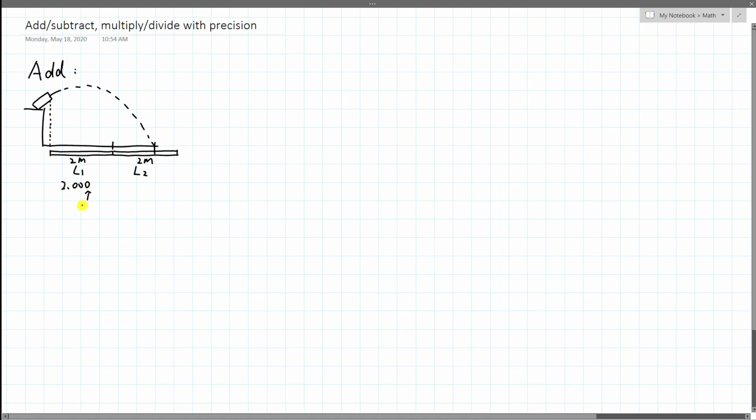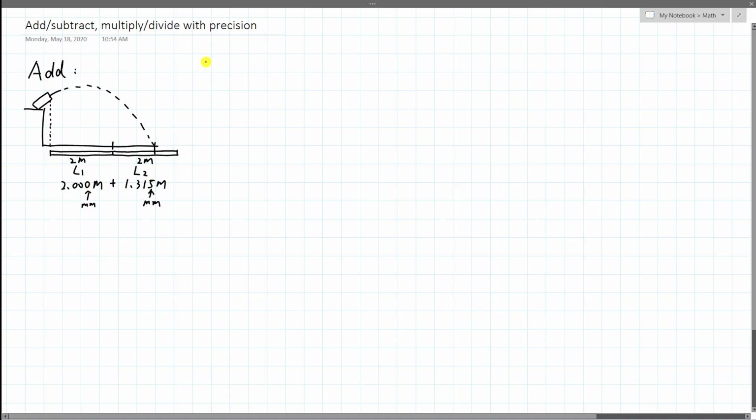L1 is 2.000, that is the millimeter range, 2 meters. And L2 is, let's make up something, 1.315 meters. So that's also the millimeter right here. Okay, so our goal is to add these two numbers together, right? So this basically comes with precision consideration. Say, for example, you were using two identical meter sticks, so that means they can measure as precisely as the other, so they can both supply millimeters of accuracy.